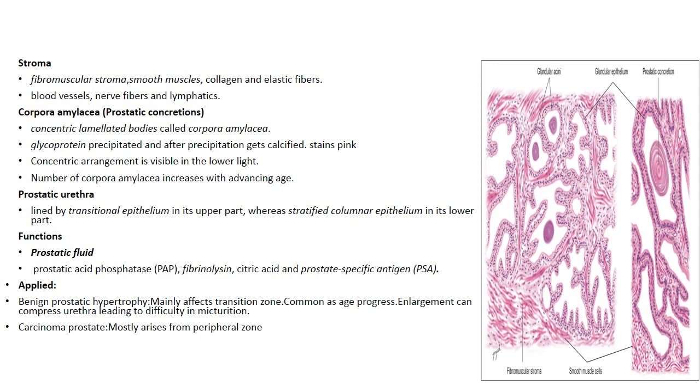As the age advances, the chances of benign hypertrophy of prostate increases, and the enlargement can compress the urethra, leading to urinary obstruction and difficulty in micturition. Then carcinoma prostate is more common in the peripheral zone. Okay, benign is more common in transitional zone, and carcinoma of prostate is more common from the peripheral zone.